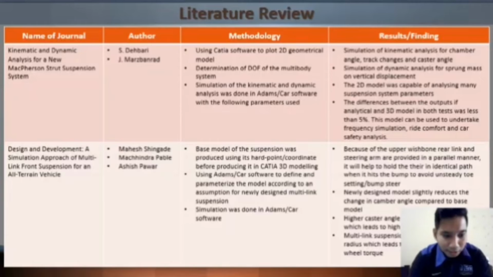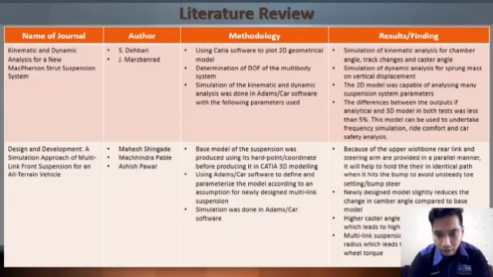So the second journal is Design and Development, a simulation proof of multi-link front suspension for an all-terrain vehicle. For the methodology, firstly, the base model of the suspension was produced using the hard points or coordinates before plotting the diagram in CATIA 3D modeling. After finishing the modeling, the Adams or Car software is used to define and parameterize the model according to the given assumptions. The simulation will be done using the Adams software.